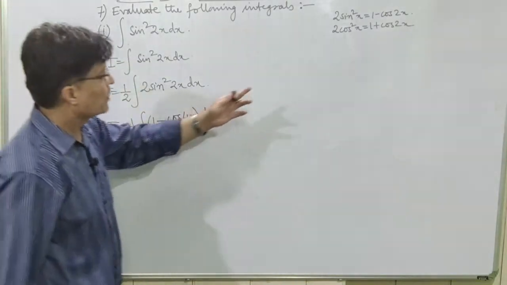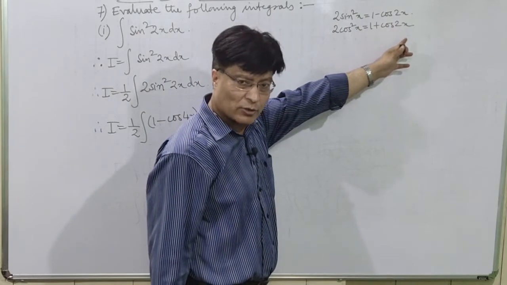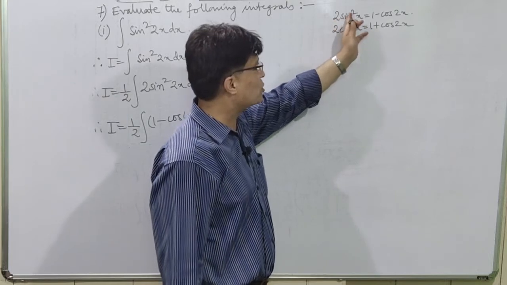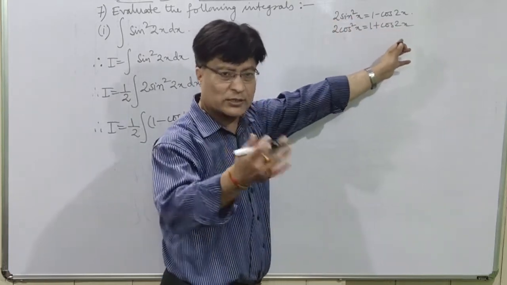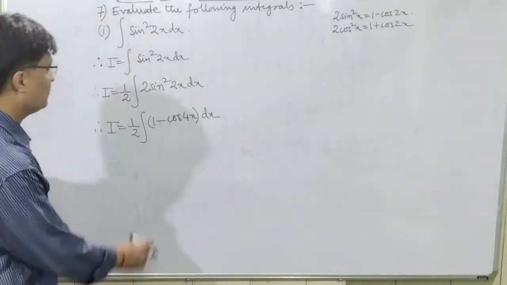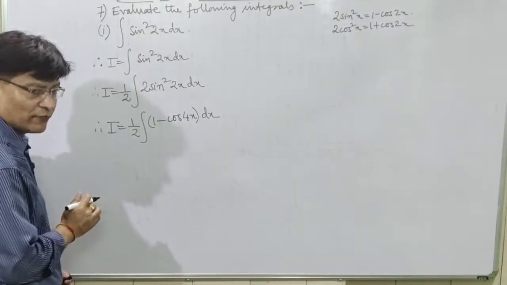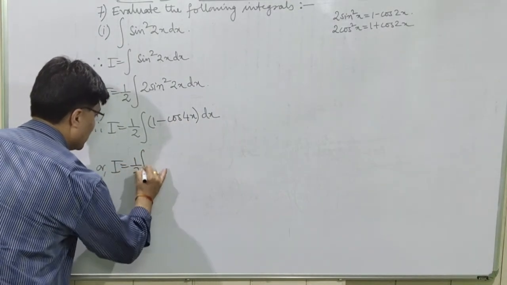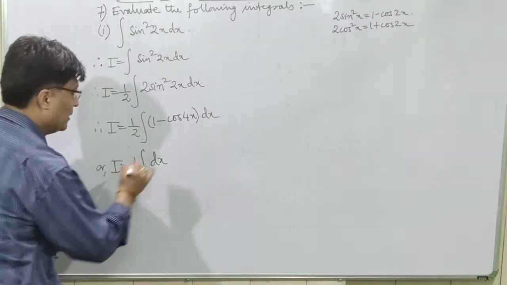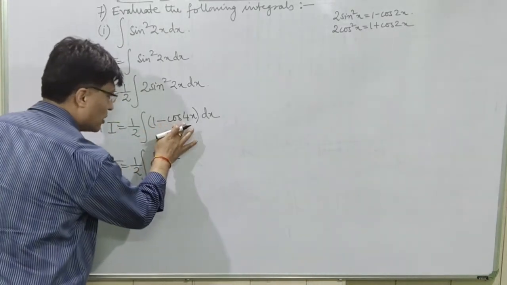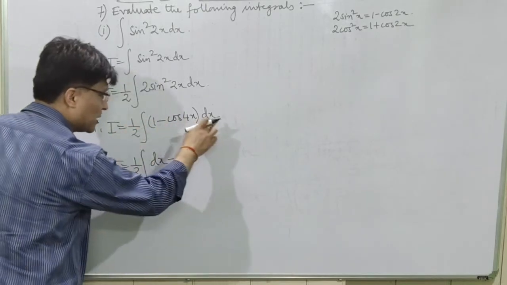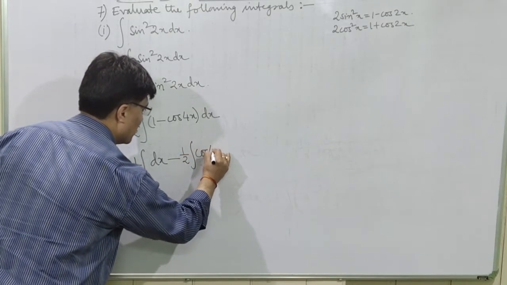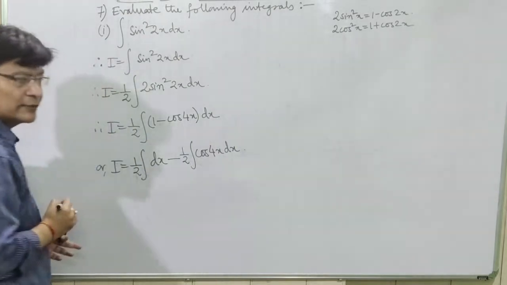So this is the formula. If 2 sine square x is equal to 1 minus cos 2x, so instead of x you put 2x, you will get 2 sine square 2x is equal to 1 minus cos, what is double of 2x? That is your cos 4x. So it will be 2 sine square 2x is equal to 1 minus cos 4x. So now you can separate the term, or I is equal to half integration of dx. Then again minus, this cos 4x should be multiplied by half, and you have to separate the integration also, minus half integration of cos 4x dx.